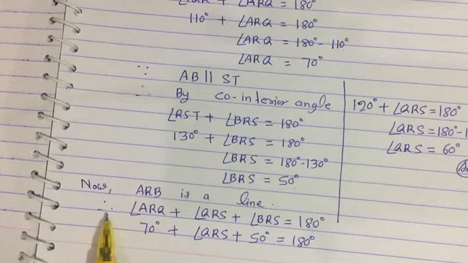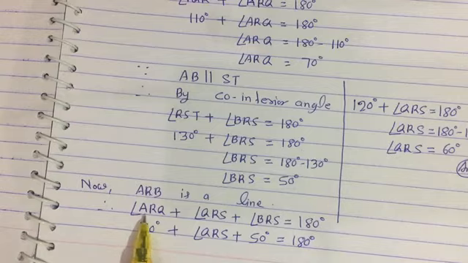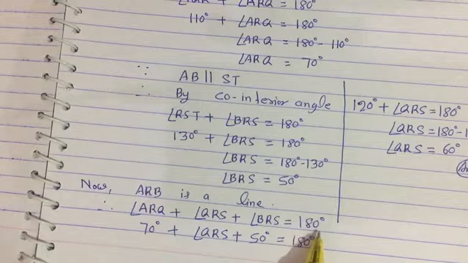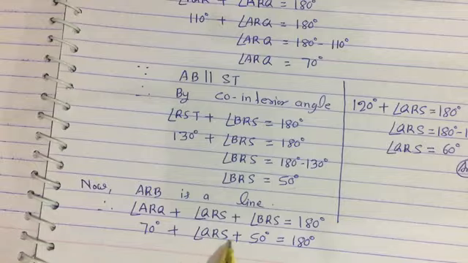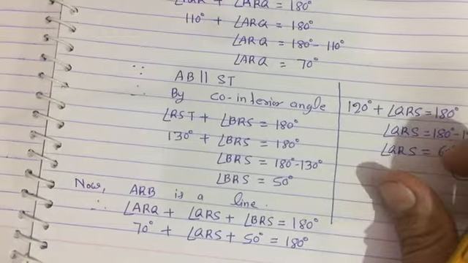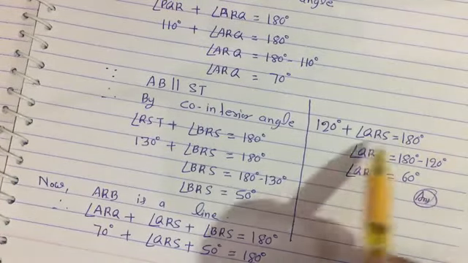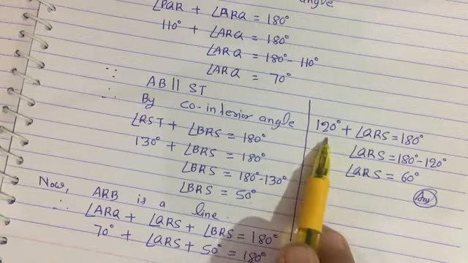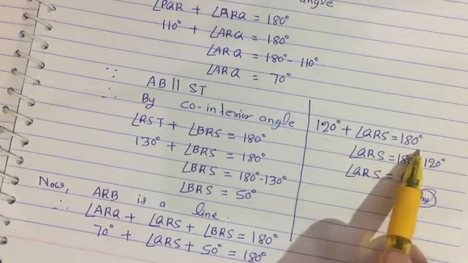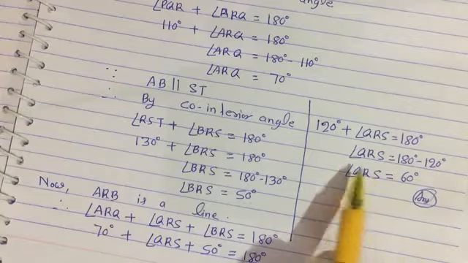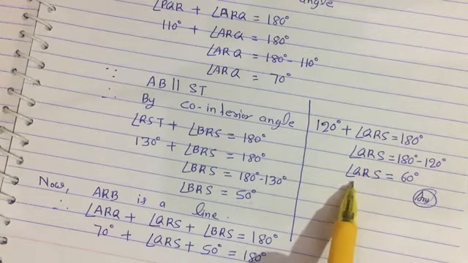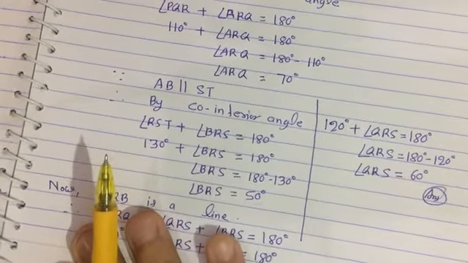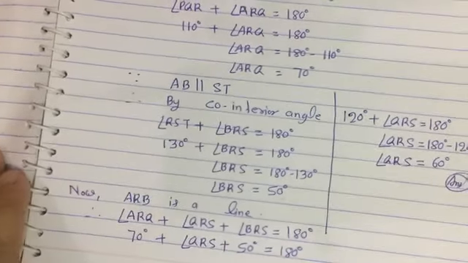Therefore angle ARQ plus angle QRS plus angle BRS is equal to 180 degrees. Put the values: 70 plus angle QRS plus 50 is equal to 180. Now calculate it. 70 plus 50 is 120 plus angle QRS is equal to 180. Transfer this 120 to this side. Angle QRS is equal to 180 minus 120, and angle QRS is equal to 60 degrees. This is the complete solution of this question.